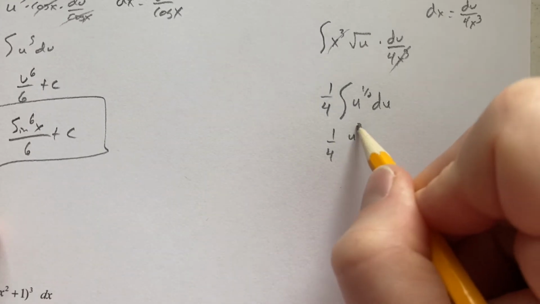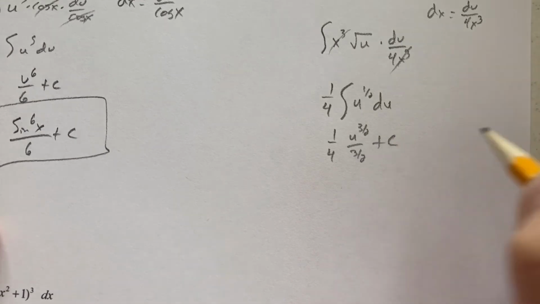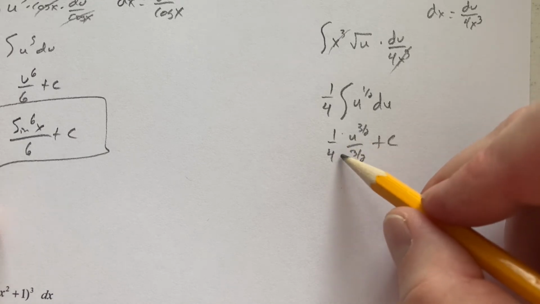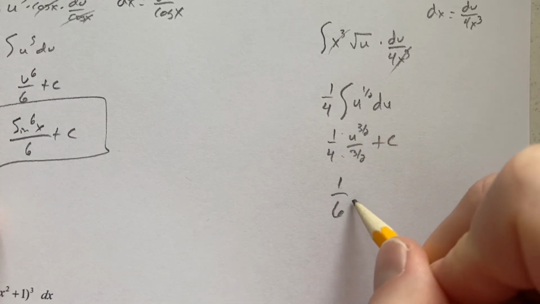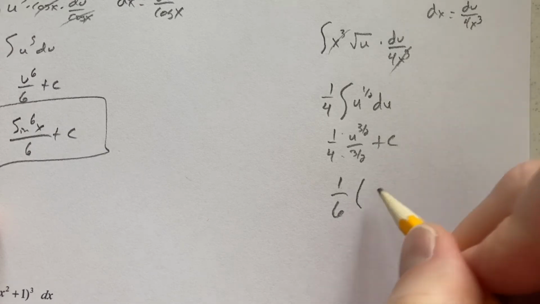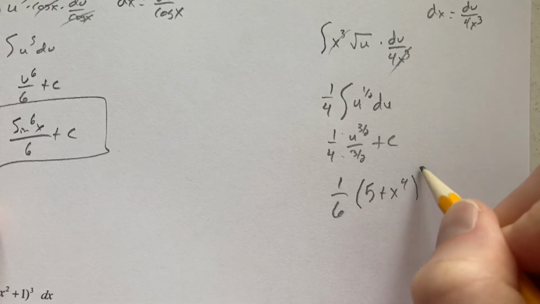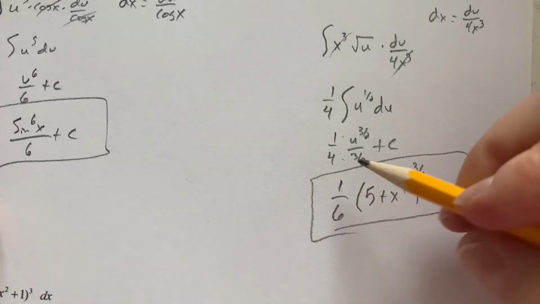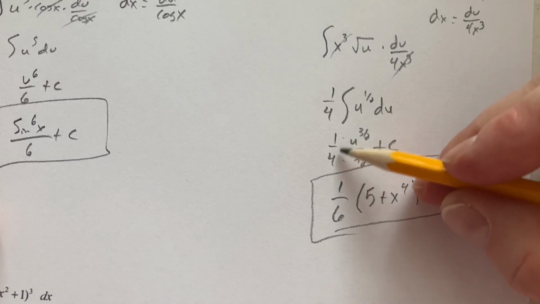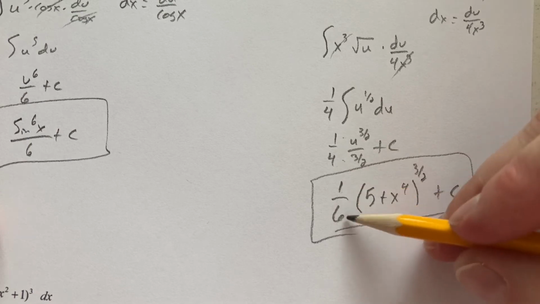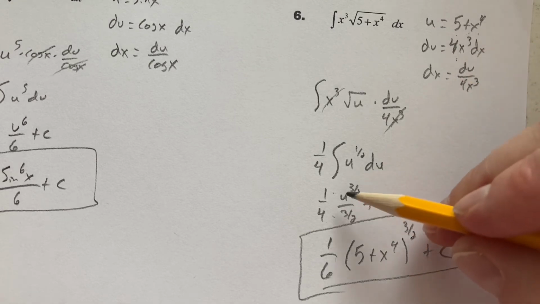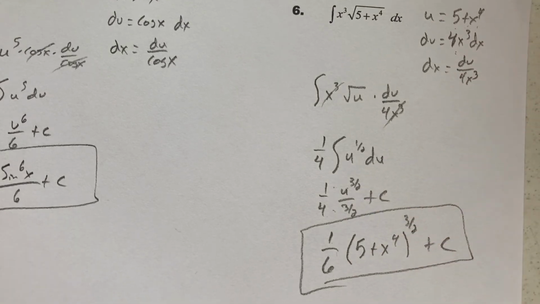All right, and then we can integrate that. So this would be u to the 3/2 over 3/2 plus c. Take that 3/2, flip it, it'll become 2/3. That'll give you 2/12, which is the same as 1/6. u to the 3/2, resubstitute for u. So that'll be 5 plus x to the 4th to the 3/2 plus c. So again, I flipped this 3/2 to make it 2/3. 1/4 times 2/3 is 2/12, which is 1/6. And then I brought 5 plus x to the 4th back in for the u when I put it right there.